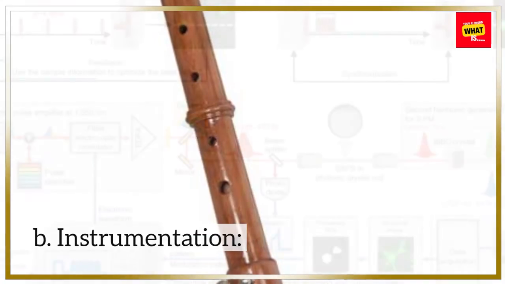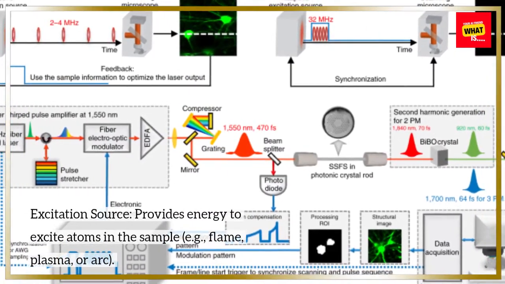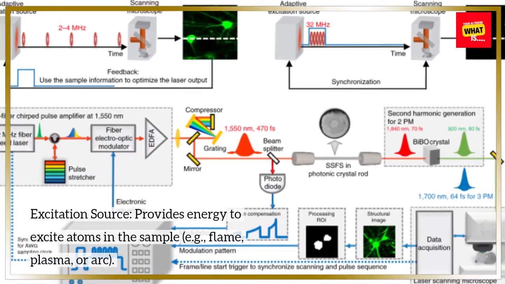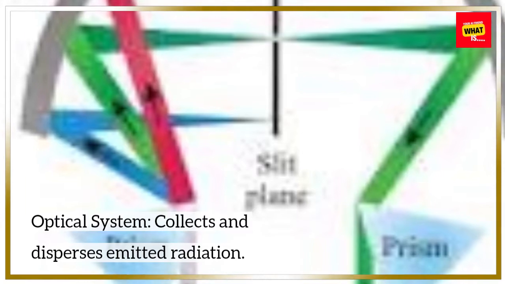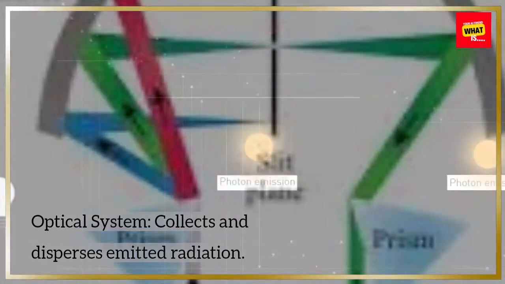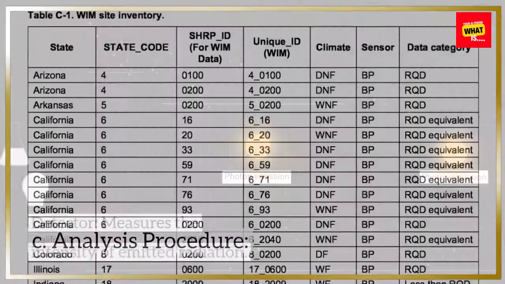B. Instrumentation. Excitation source. Provides energy to excite atoms in the sample, e.g., flame, plasma, or arc. Optical system. Collects and disperses emitted radiation. Detector. Measures the intensity of emitted radiation.